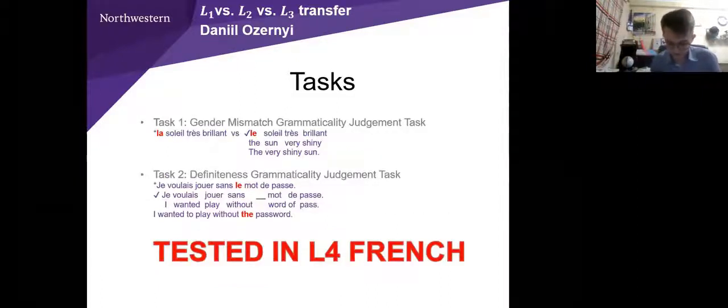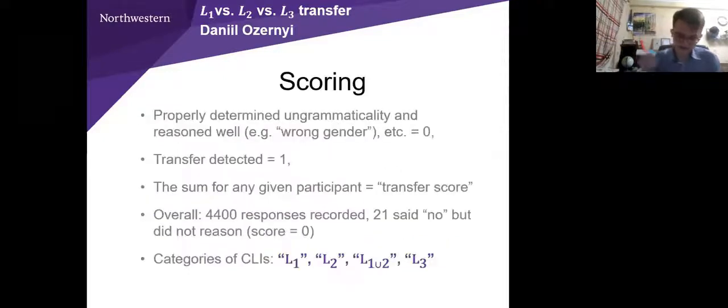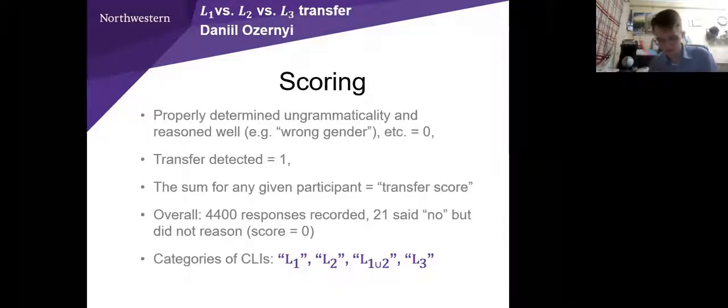The scoring. Oh, right. I would like to make it very clear that the participants were tested in L4 French. The scoring typical for a grammaticality judgment task was scores of 0 to 1. In cases where transfer was detected, the participant got the score of 1 and 0 otherwise. The scores were calculated for each of the following categories of cross-linguistic influence: L1, that is transfer from L1, L2, L1 and 2, and L3. More about this now in greater detail.